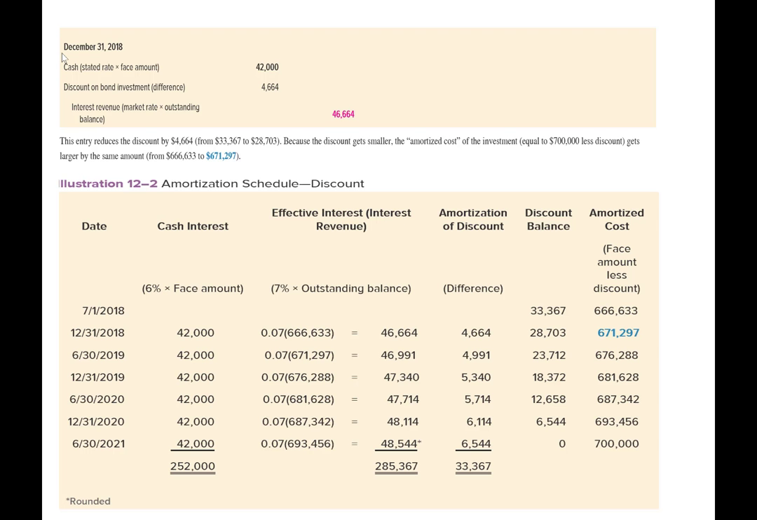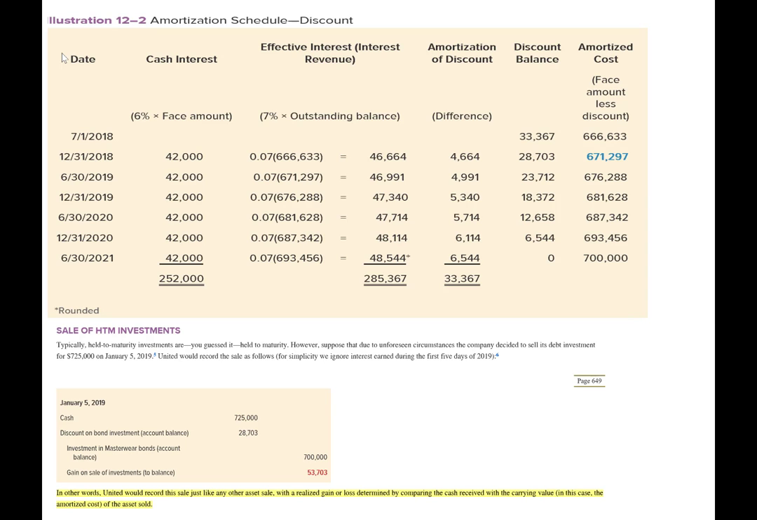That difference then is going to amortize the discount. So our cash interest is 42,000, but our effective interest, using the market rate of interest 0.07 times the carrying amount of the bond, gives me the 46,664. So you do need to know how to calculate the interest on this bond. It's market rate of interest times the carrying value of the bond, right? That difference then becomes the amortization of the discount.